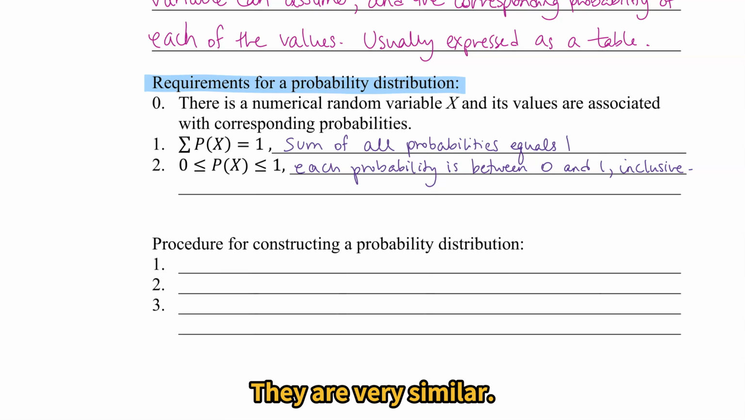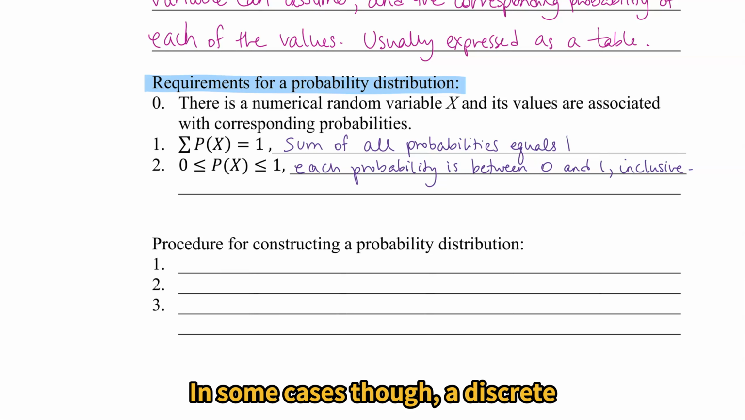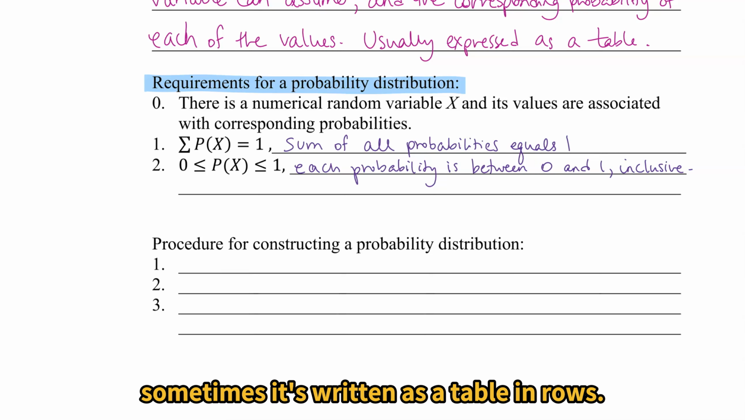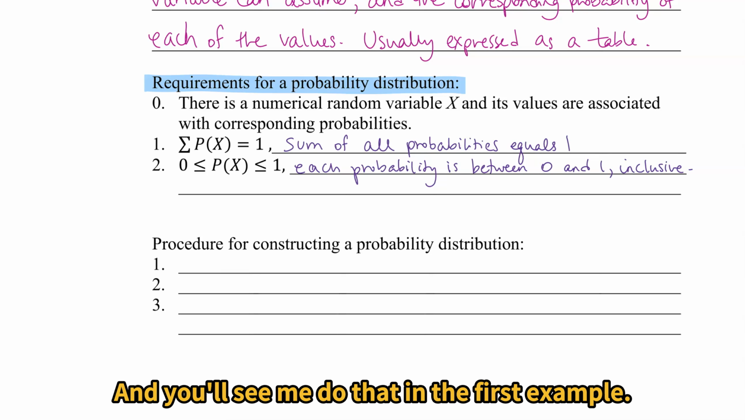They are very similar. In some cases, though, a discrete probability distribution, instead of being a table with columns, sometimes it's written as a table in rows. And you'll see me do that in the first example.